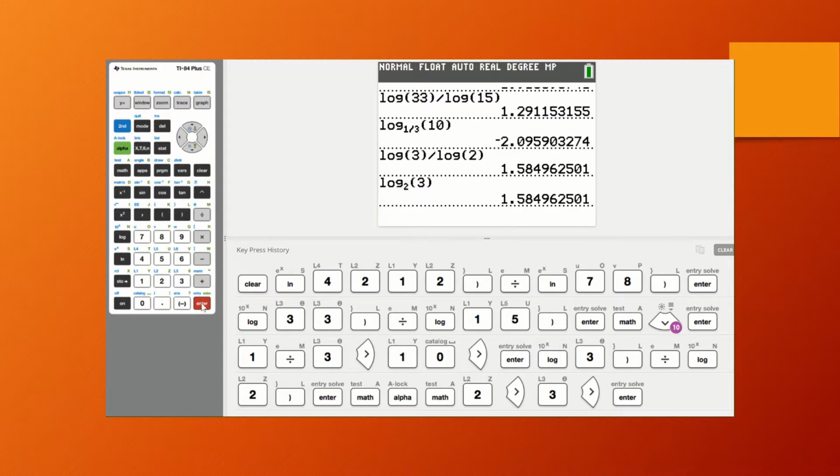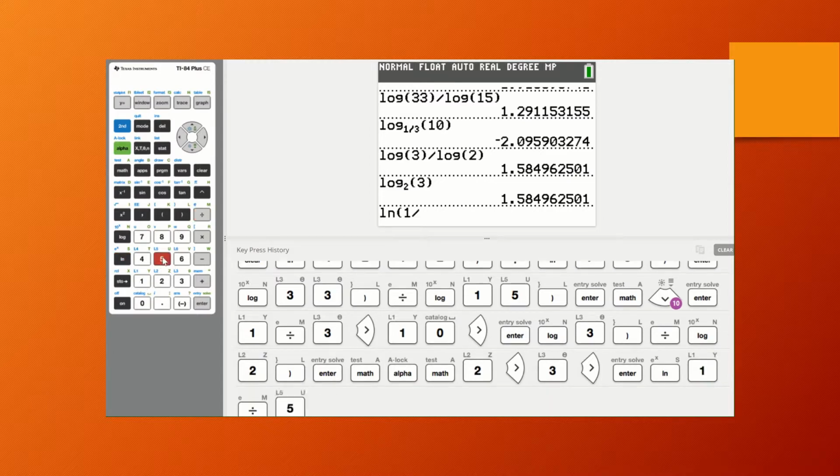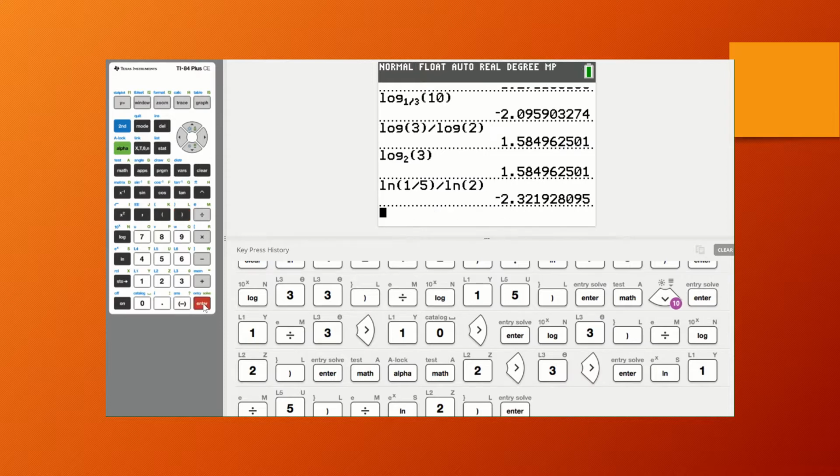And then we said, okay, what about if we were to try to get 1/5 the exposure? So let's use ln this time. So I'm going to go ln of 1/5, close the parentheses. And we're going to divide that by ln of 2. And let's see, that's negative 2.32 stops.